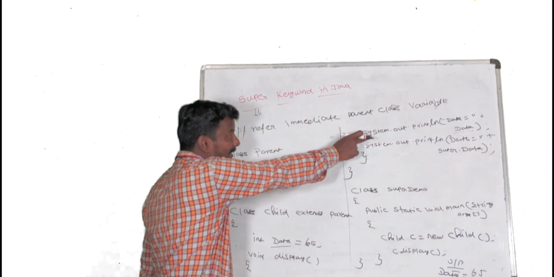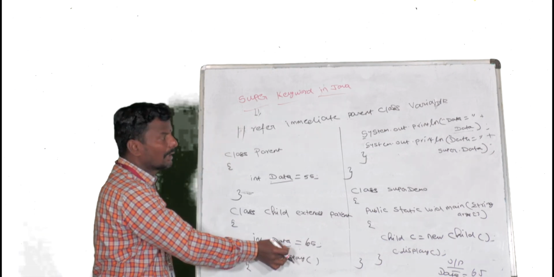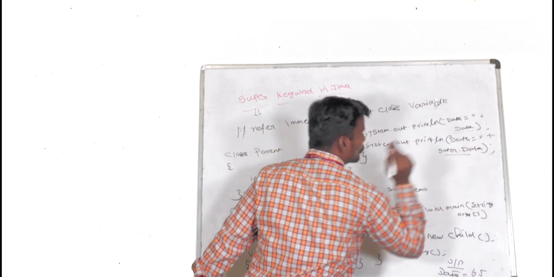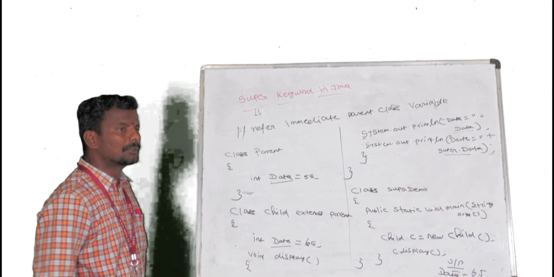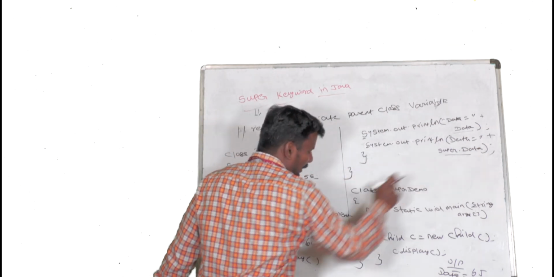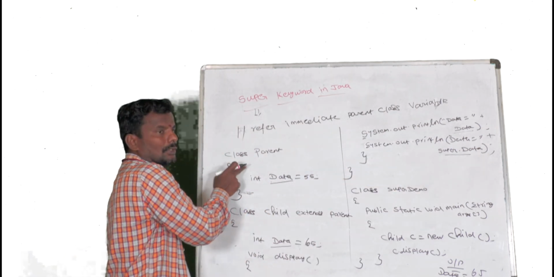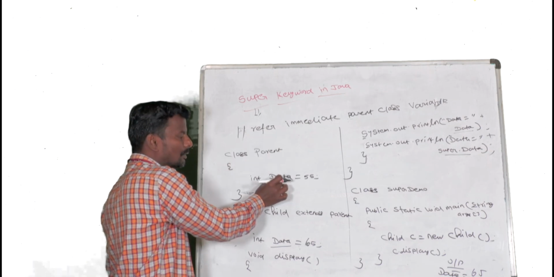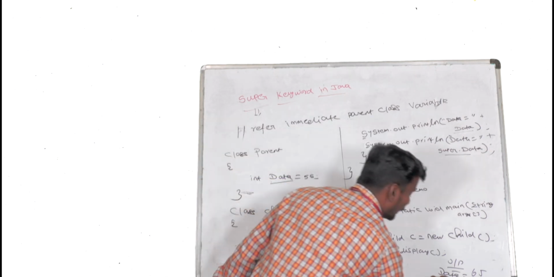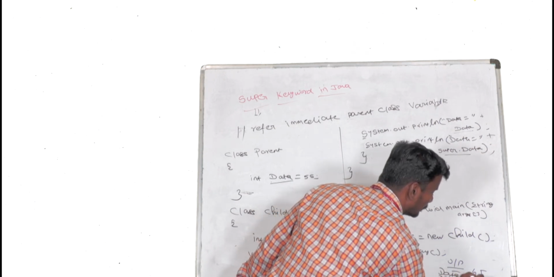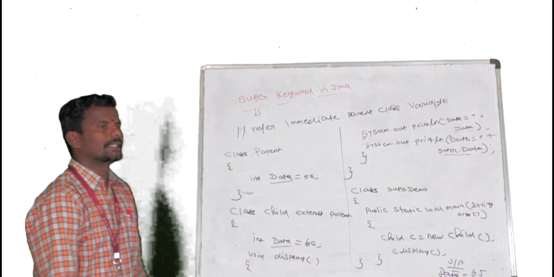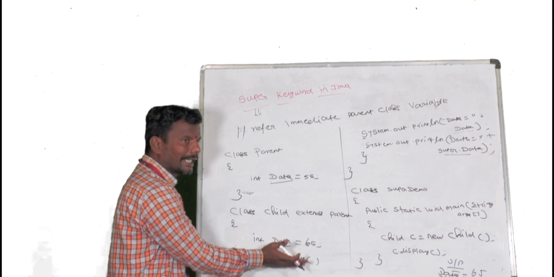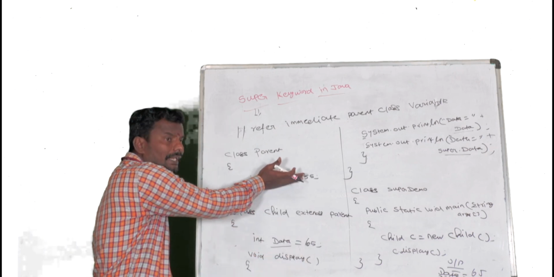The first print statement will print the child class variable, and in the second print statement we are using the super keyword. With the help of the super keyword we refer to the immediate parent class. What is the immediate parent class? This is the parent class, and in it we are using the same variable name. So it will print data is equal to 55. It will print both: first the child class variable, and then the parent class variable.